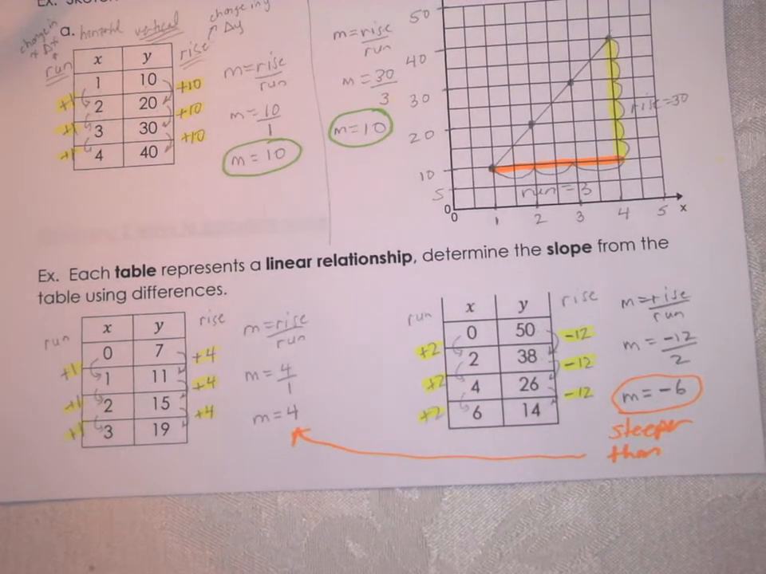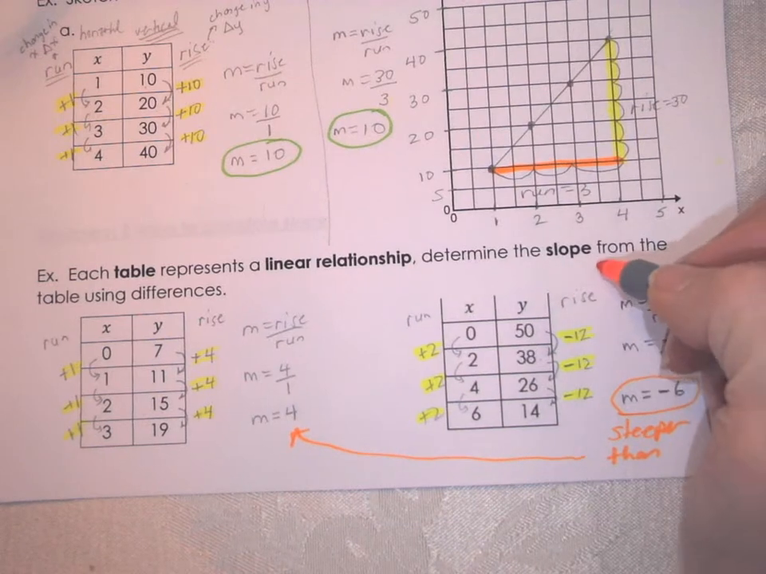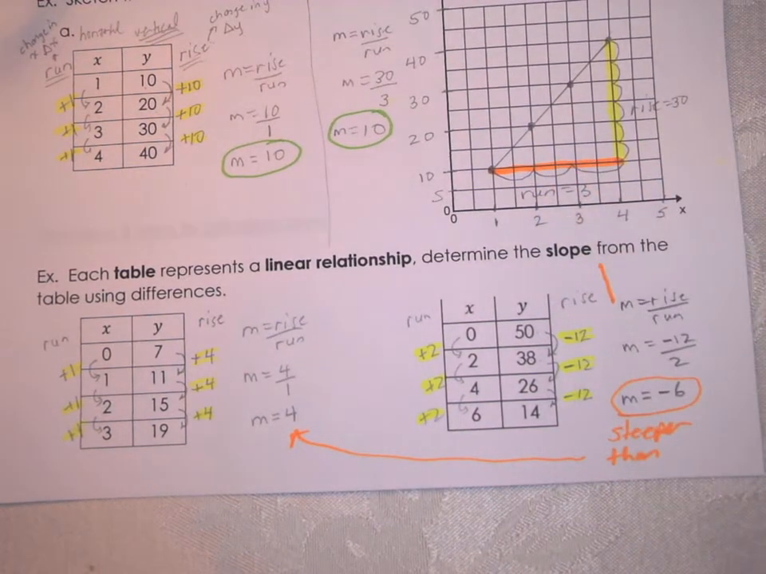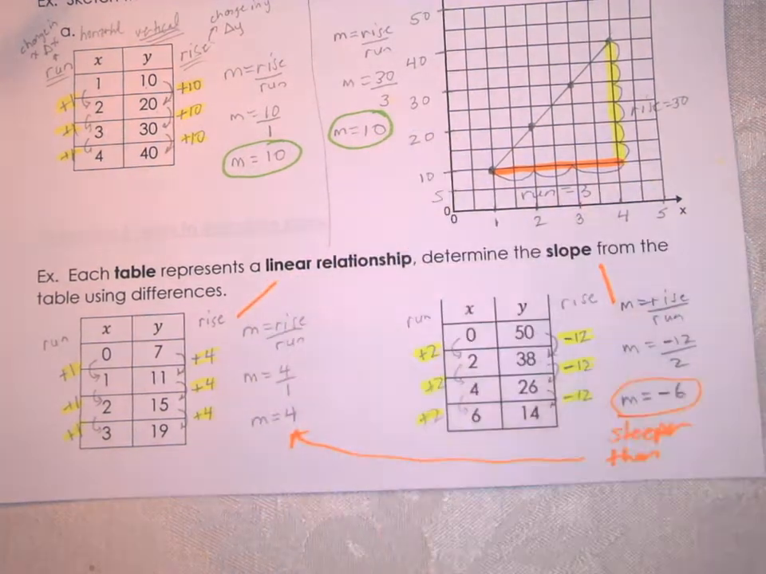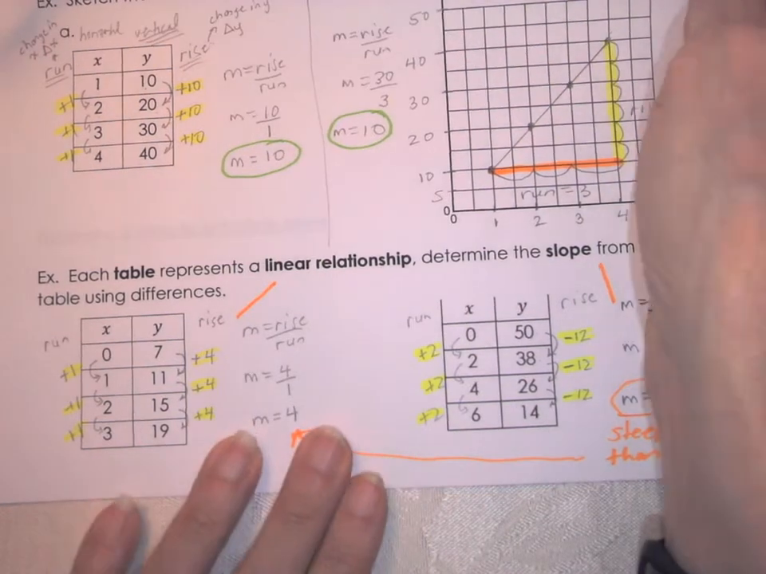Okay? So the negative just affects whether it's decreasing. This one's decreasing pretty steeply, and this one's increasing, but not as steep. Okay, so the negative sign affects whether it's increasing or decreasing, not how steep the slope is.